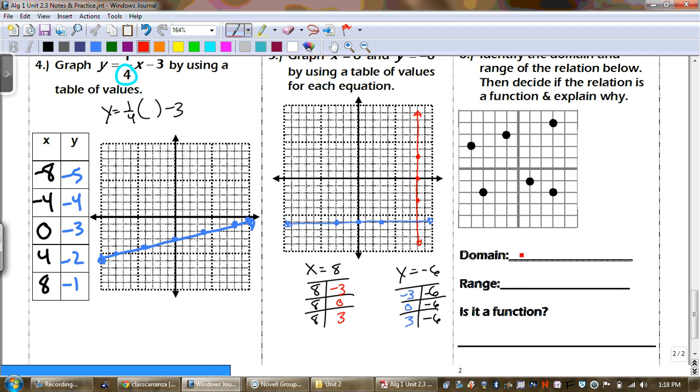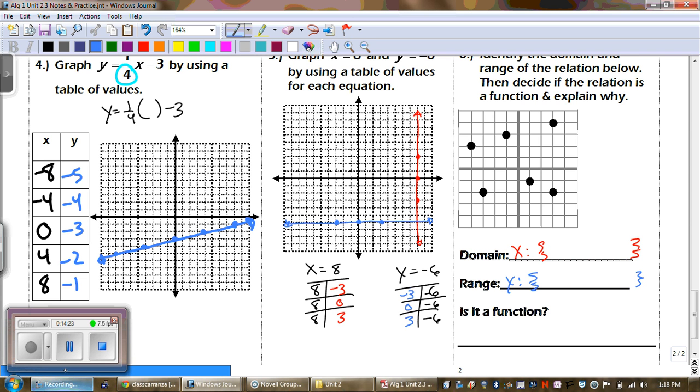So just remember the domain is your x and the range is your y. We write those in increasing order. And then say whether it's a function or not. Okay, so the last one, you're all on your own. Go ahead and pause the video and good luck.